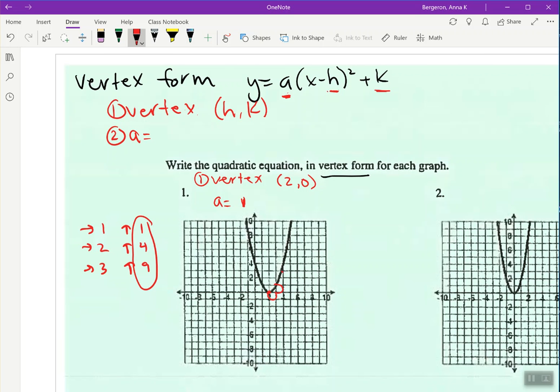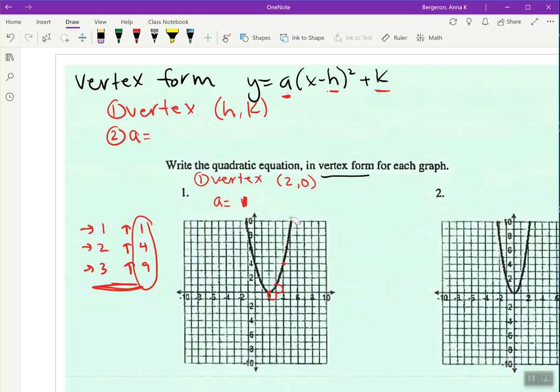If I went over 2, up 4, I have another point on my graph, and that point's actually right there. I went over 2, up 4, and I would end up right there. So our a value in this case did not change. It follows these rules over here. So if I write that out, I would have y equals 1 because a is 1.